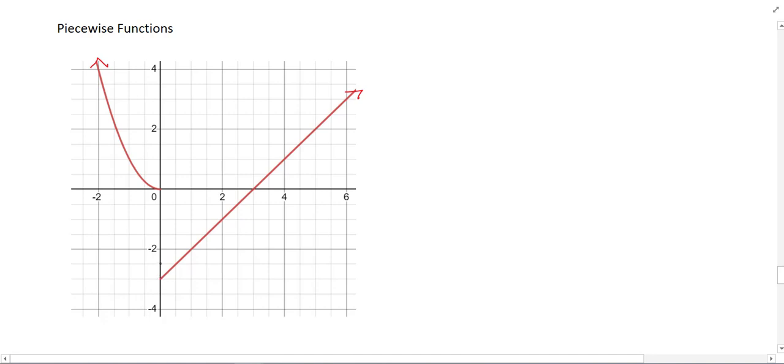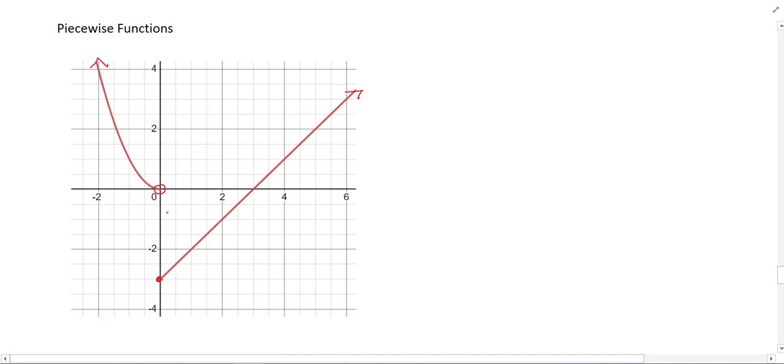But here at 0, I want to make sure that I still have a function. So one of those needs to be open and the other one closed, because otherwise we are not going to pass the vertical line test. So I'm going to put an open circle here on 0, and I'm going to close it over here at, what number is that? -3. So that now is a function.